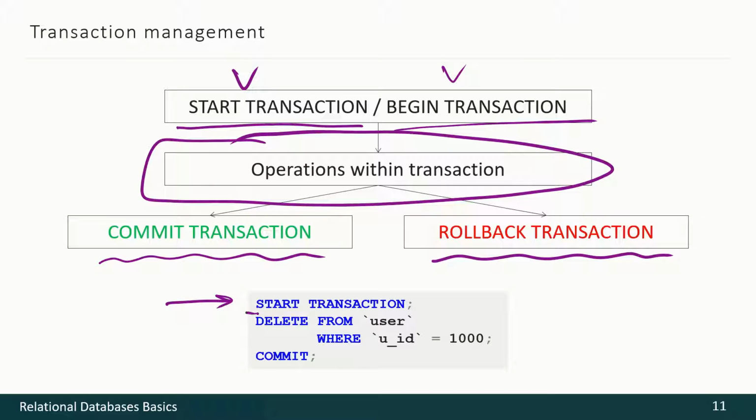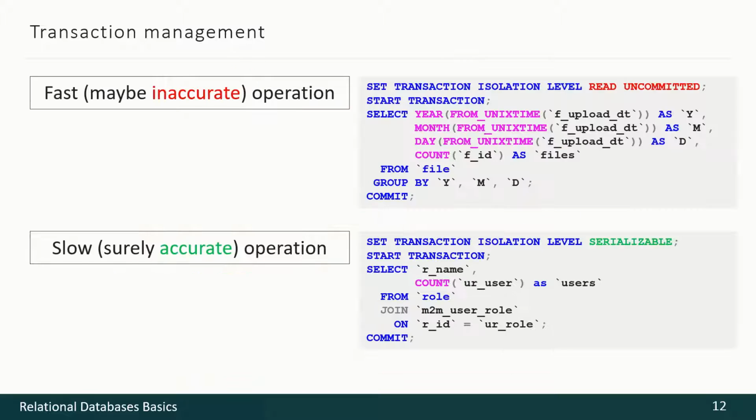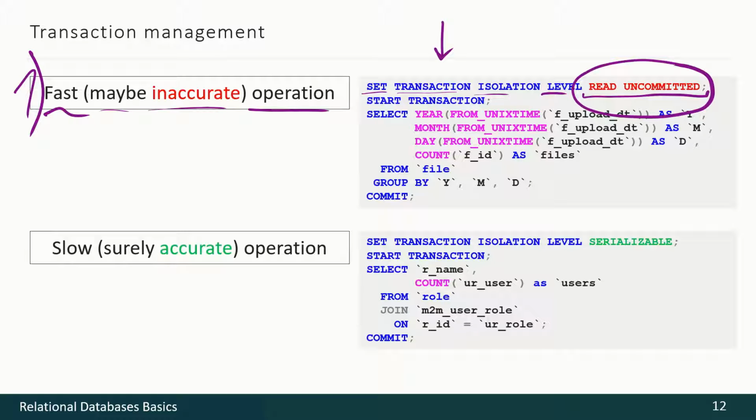We start a transaction, we perform several operations, and then we either commit or roll back the transaction if some error occurs. And this is how we may manipulate the transaction isolation level. We use the following syntax: set transaction isolation level, and here is the level name. In this first example we use a fast but maybe inaccurate operation for data access, so we use the lowest isolation level possible, read uncommitted. Here we use a slow but accurate operation. We use the highest possible isolation level, serializable.